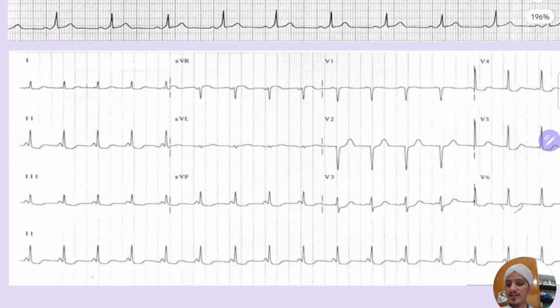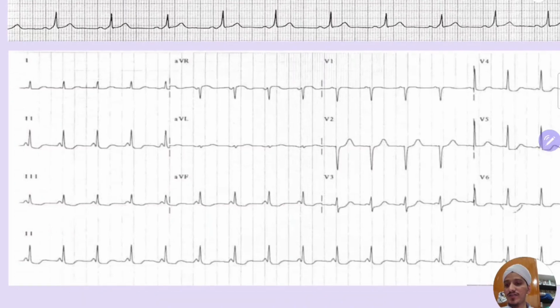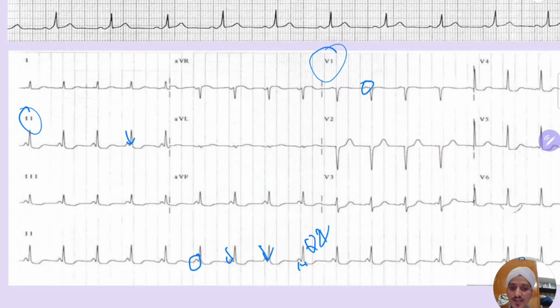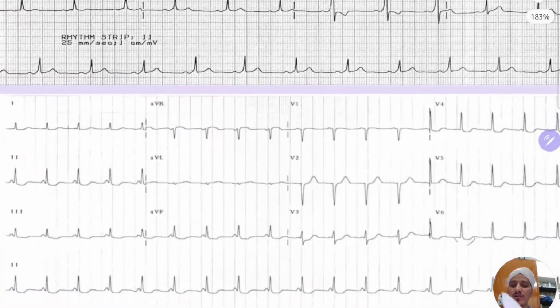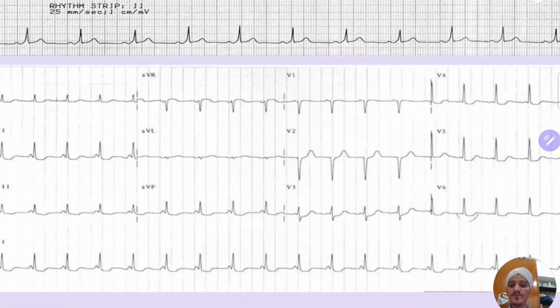See the second lead and V1. You can see a short PR interval, but you can't make out any slurring of the R wave here, and the QRS complex is less than 3 small squares. So it is Lown-Ganong-Levine syndrome, LGL syndrome. Can you make out anything else here?